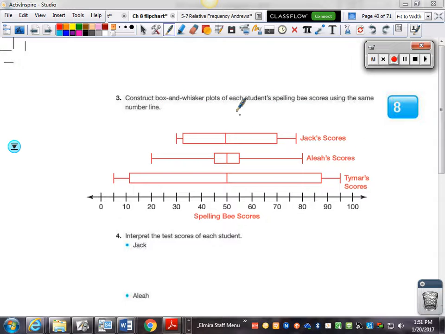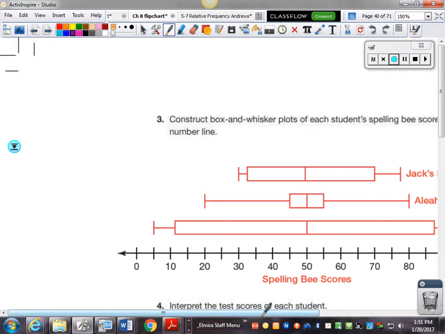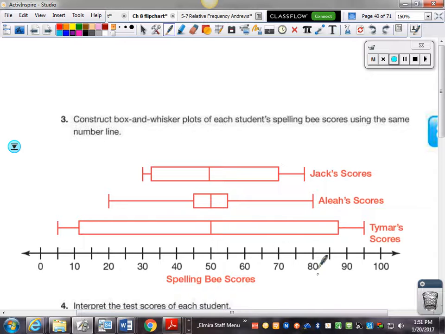Here's a picture of the box and whisker plots of their data. What I wanted you to get out of this graphic is that the data is symmetric. When data is symmetric, that's when you're going to use your mean. That's when you're going to use standard deviation.